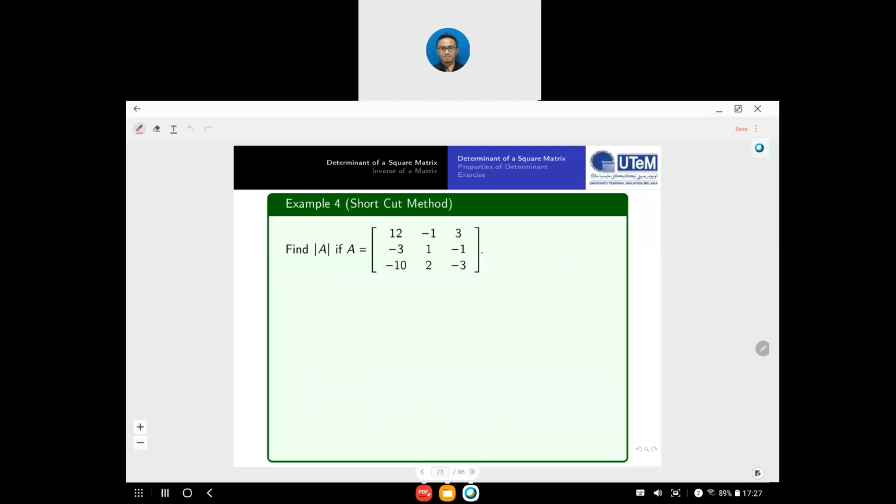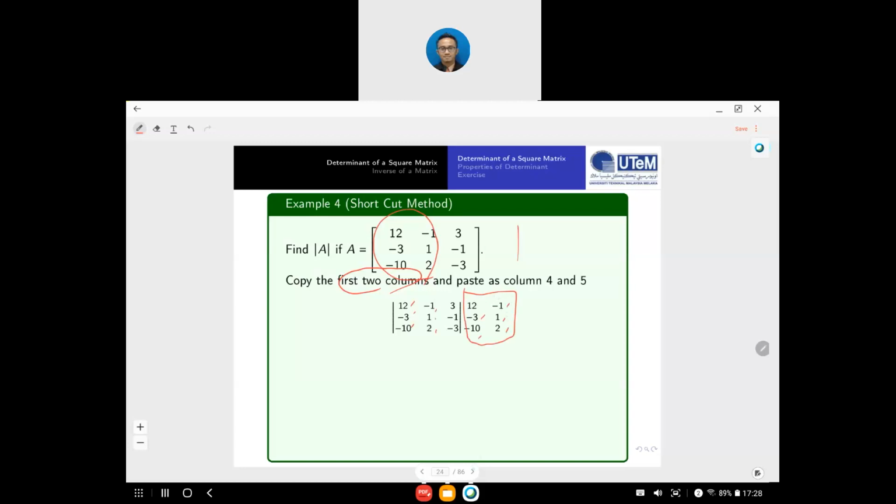Okay, next, continue. This one we can use another shortcut method in order to solve the determinant. For example, the same question, you want to find the determinant, how to solve it? We add the first two columns at the back. So you have 12, negative 3, negative 10, get from here. And then negative 1, 1, 2, get from here. You add this one.